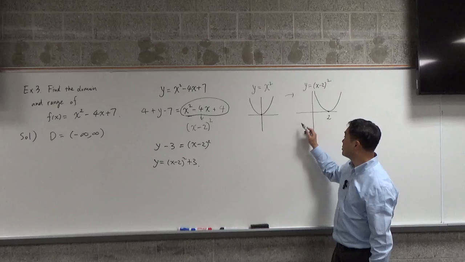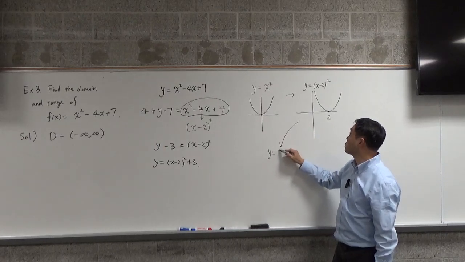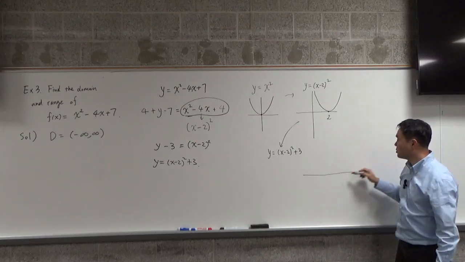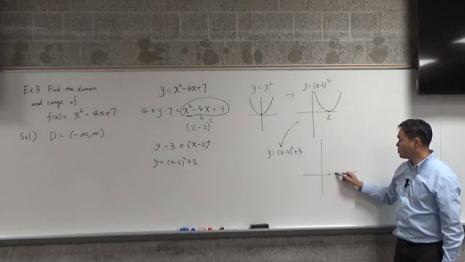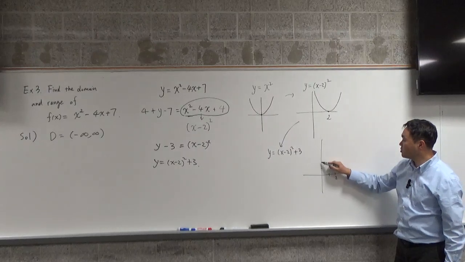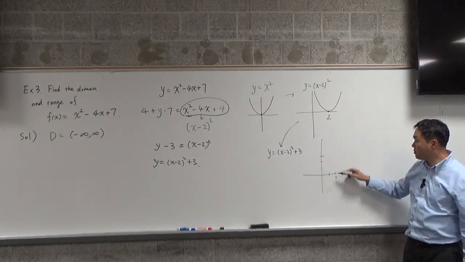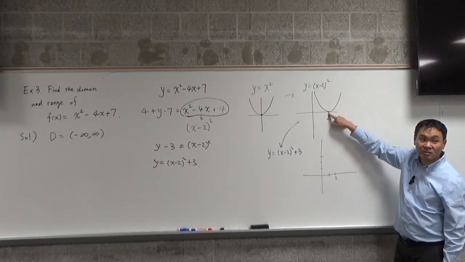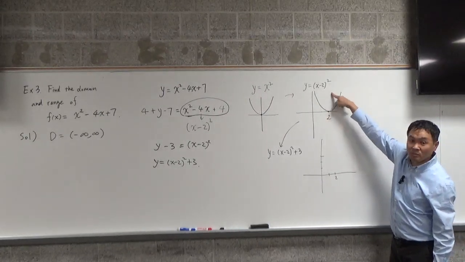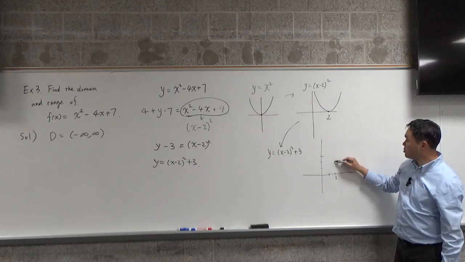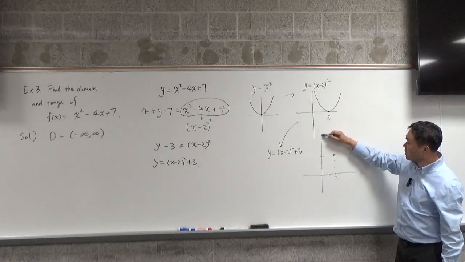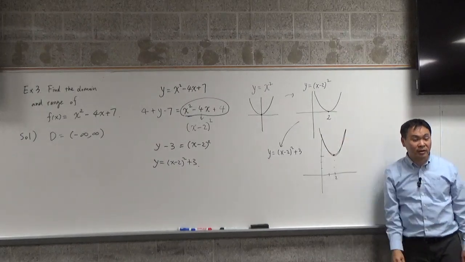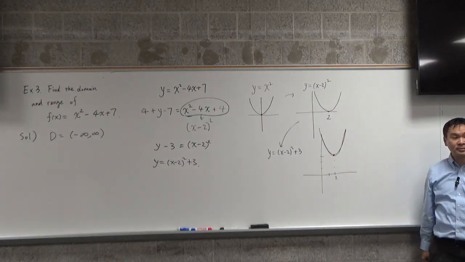Now, what about this plus 3? What would that do? y equals x minus 2 squared plus 3 is going to give you 1, 2 steps, and then 1, 2, 3 steps up. It's going to move this graph, whose tip was on the x-axis, and now it gets elevated by 3. So 1, 2, 3, you get to this point, and now you have this as your graph, after shifting up by 3.